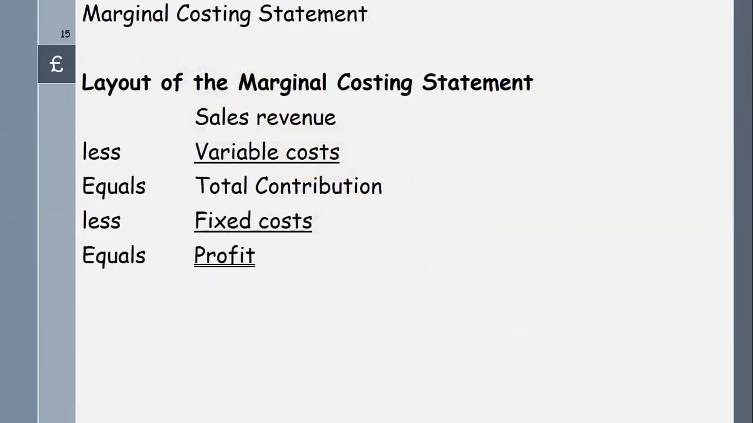So the layout of our marginal costing statement looks something like this. Although this is something that's used in management accounting, so that's used to help a business. It doesn't have to be produced for the government or anything like that. So the layout is adaptable. However, this is the main one we use. So we start at the top with our sales revenue. We take away the variable costs, and that gives us our total contribution. We then take away the fixed costs, and that gives us our profit. Hopefully, if not, it will be a loss.